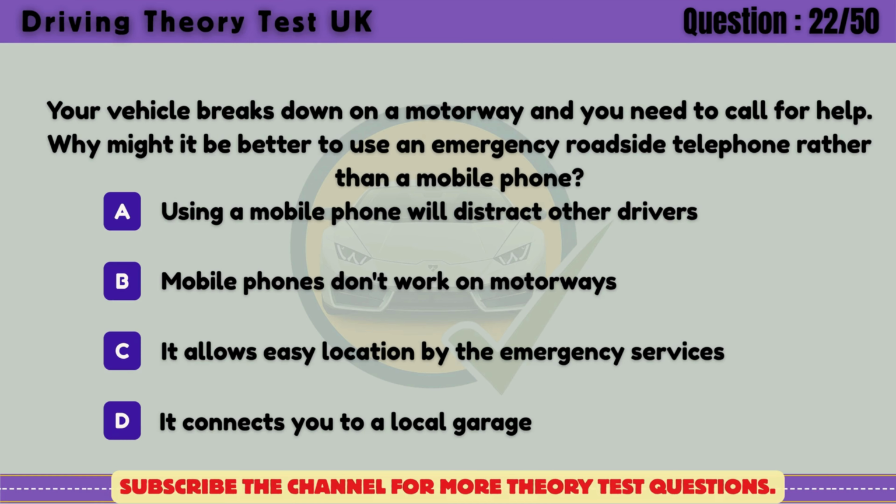Question 22. Your vehicle breaks down on a motorway and you need to call for help. Why might it be better to use an emergency roadside telephone rather than a mobile phone? Option A. Using a mobile phone will distract other drivers. B. Mobile phones don't work on motorways. C. It allows easy location by the emergency services. D. It connects you to a local garage.